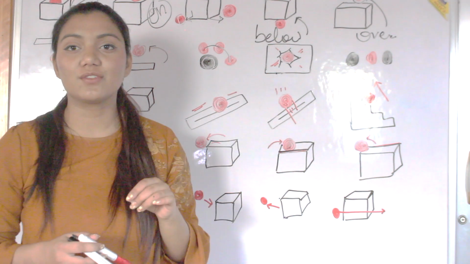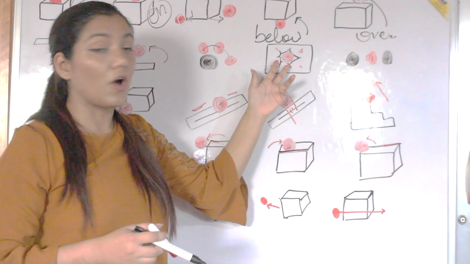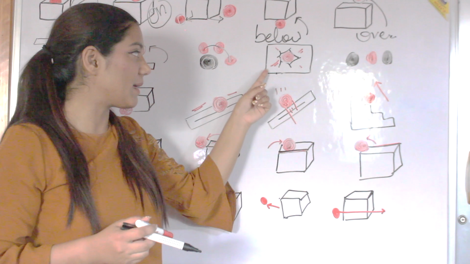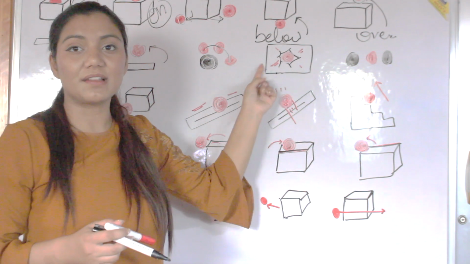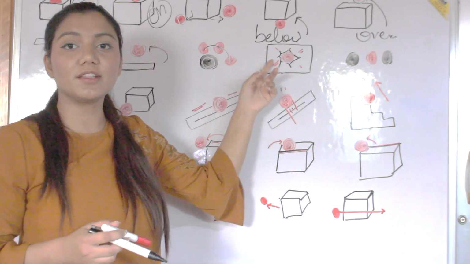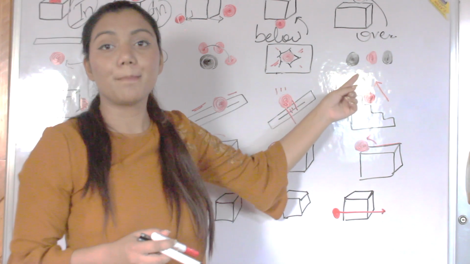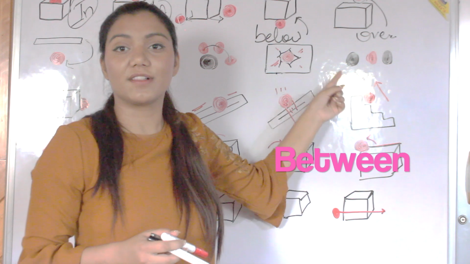What I have tried to draw here is a ball penetrating through or passing through the piece of paper. So this is passing through. The red ball is passing through the sheet of paper. This red ball is between these two black balls. Okay?